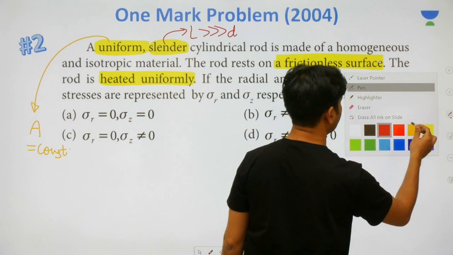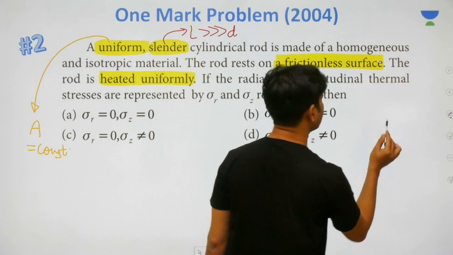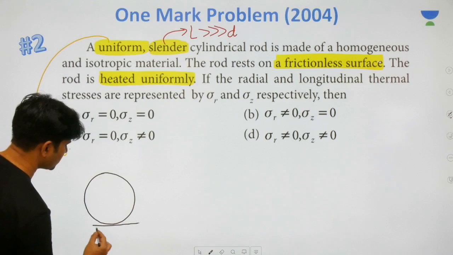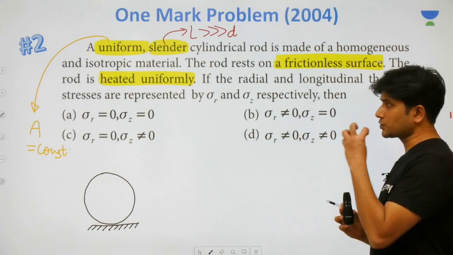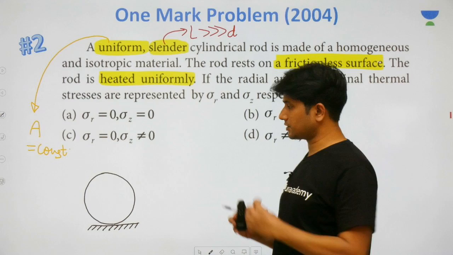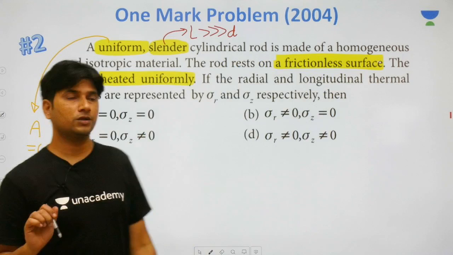Okay, so let's go ahead and try solving this. Guys, we have this cylindrical rod of circular section that has been kept on a frictionless surface, something like this. Naturally, you'll have a point contact, and then you are heating it uniformly. So when you're heating it uniformly, naturally the rod will have a tendency to expand, not only in radial direction but also in axial direction.